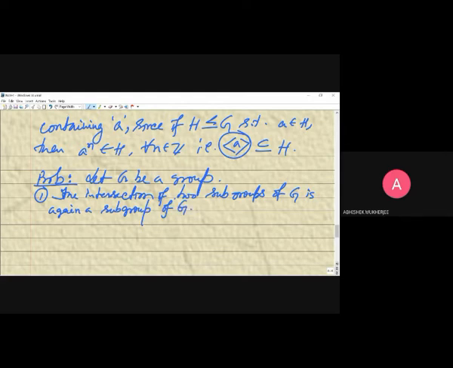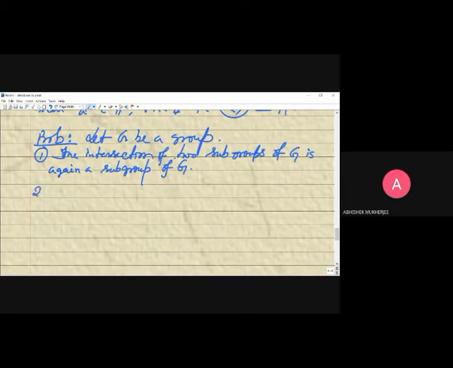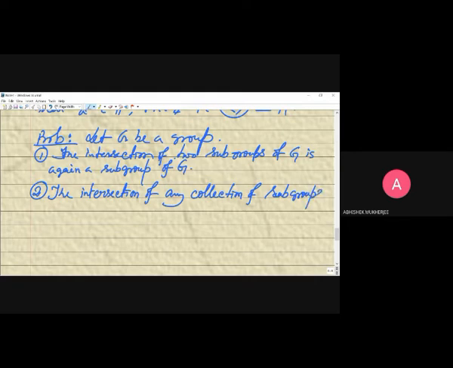Okay, and the general situation is that this also holds for any collection of subgroups of G. The intersection of any collection of subgroups of a group G is again a subgroup of G.